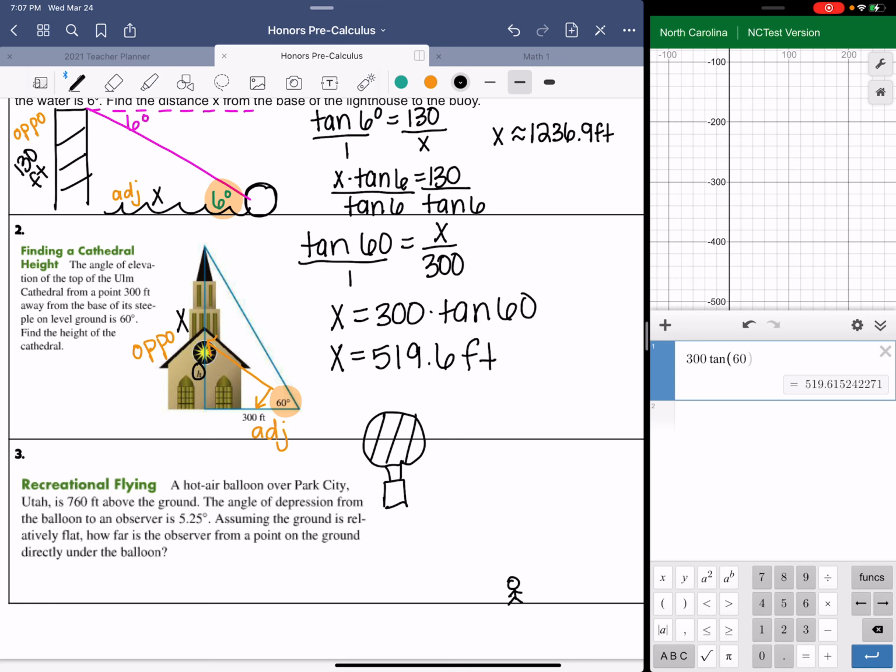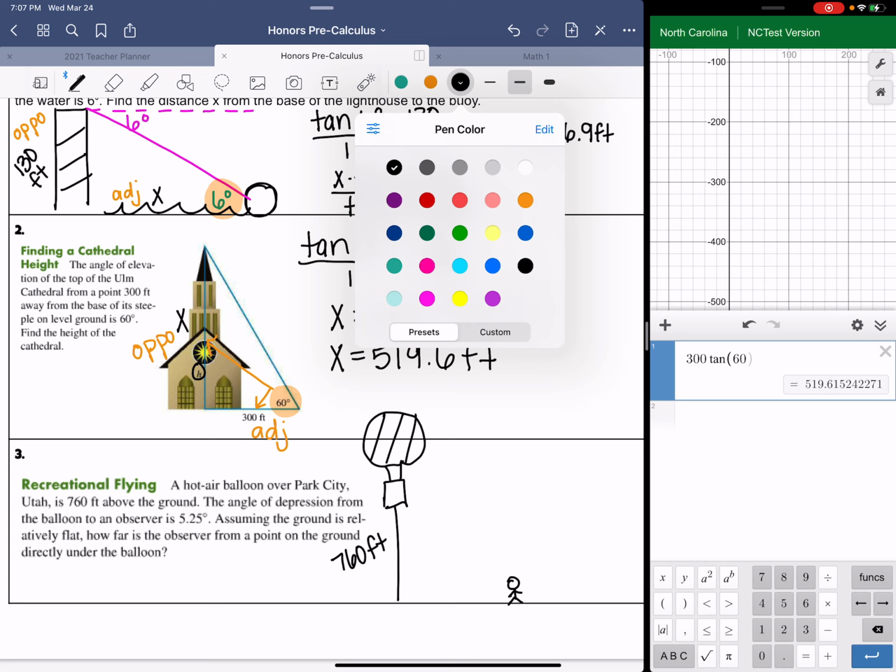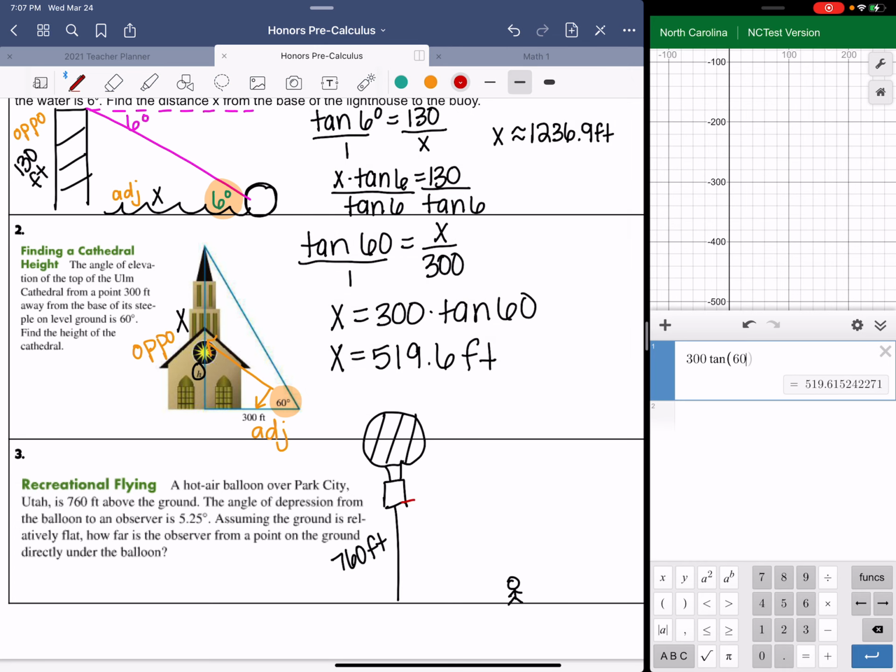Now, it says the hot air balloon is 760 feet above the ground. All right. Then it says there's an angle of depression. So if you're on the balloon, you have a line of sight, and that angle of depression is going down. Now, that angle of depression is 5.25 degrees. But like I said, you need to switch that up and put that in your angle of elevation. It'll make it a lot easier to analyze your problem, because we're going to make this right triangle right here. Because remember, angle of elevation and angle of depression are the same measurement.